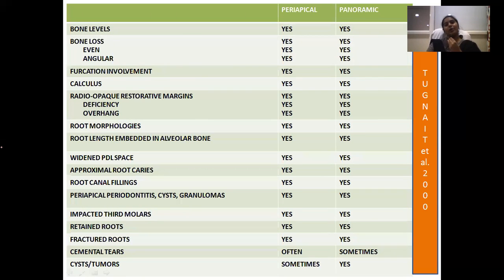So what you can appreciate on the periapical radiographs is also appreciated on the panoramic radiographs. It depends on the level of the clinician's experience to identify the findings seen on the panoramic radiograph. So this is how a panoramic radiograph looks. It will give us an overall view of the dentition. Okay.